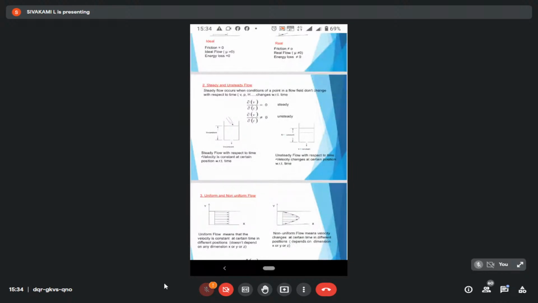And for non-uniform, see here, look at the curve in the second diagram. At the bottom and at the top of the channel, or in between any two walls, if it is the same, and in the middle of the channel the flow pattern increases, it is called non-uniform flow. That is because of the different positions. We are calling it non-uniform flow.